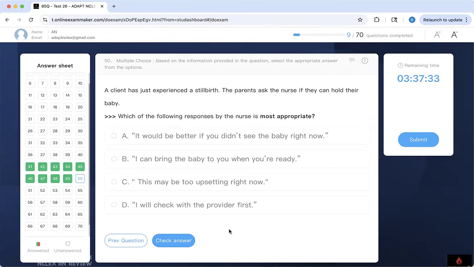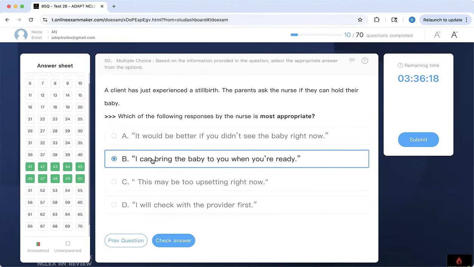What is it? Therapeutic communication, psych. What would you do? They had a stillbirth. They said, I want to hold the baby. What should you do? Let them do it. I can bring the baby to you when you are ready. Excellent. It will be better if you didn't see the baby right now. That's a wrong answer. This may be too upsetting right now. I don't care. I want to see the baby. I will check with the provider.